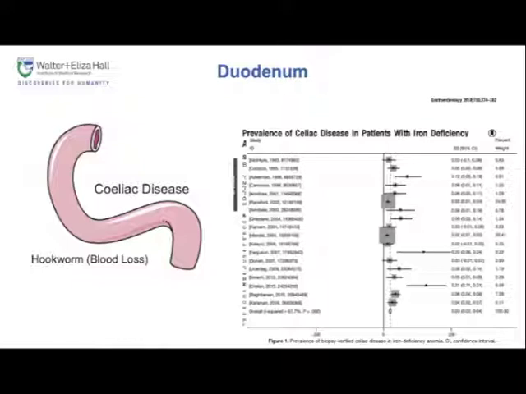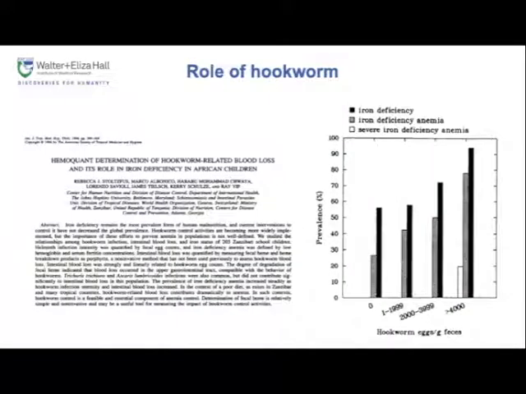And the role of hookworms. This study was done in Tanzania, and it basically showed that most people don't have a lot of worms, but the people who do have a lot of worms bleed a lot from them, from their intestines. So that's a blood loss. The more eggs you have in your poo, that implies the more worms you have, and you start seeing quite a lot of iron deficiency in these patients.